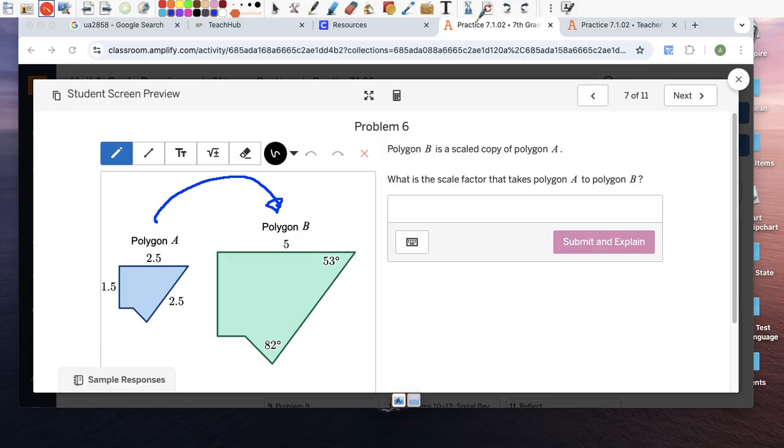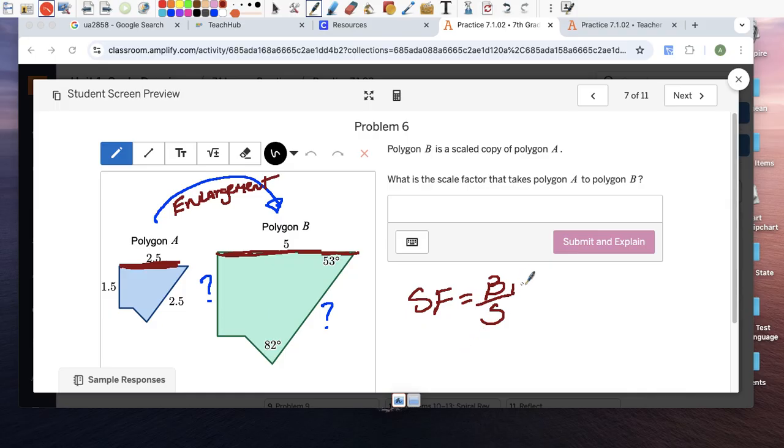Because they're telling us that these are scaled copies of each other, I am going to just pick on this. I don't have this side. I don't know what that is. It doesn't matter. Because I know they're scaled copies, I can just use the 2.5 here and the corresponding side on the new shape, which is this one. So I can use these two to find the scale factor. It's an enlargement, right? It got bigger. So for an enlargement, you're going to use those two corresponding sides, and you're going to use the big number over the small number.